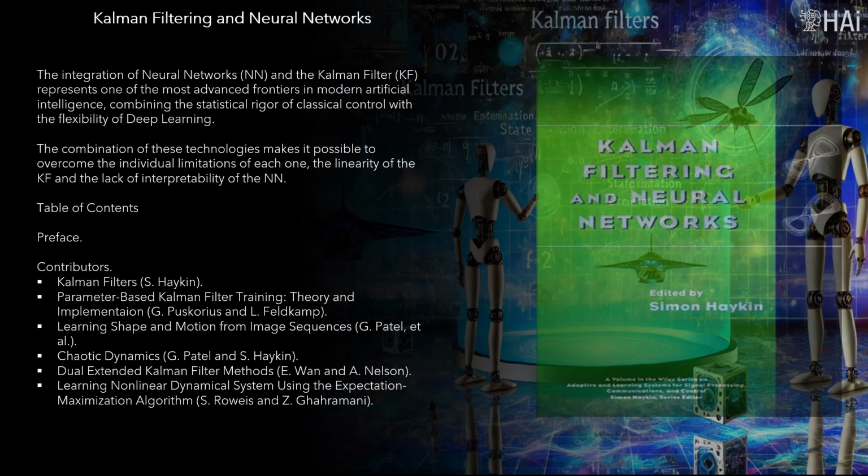The integration of neural networks, NN, and Kalman filter, KF, represents one of the most advanced frontiers in modern artificial intelligence. The combination of these technologies makes it possible to overcome the individual limitations of each one, the linearity of the KF and the lack of interpretability of the NN.